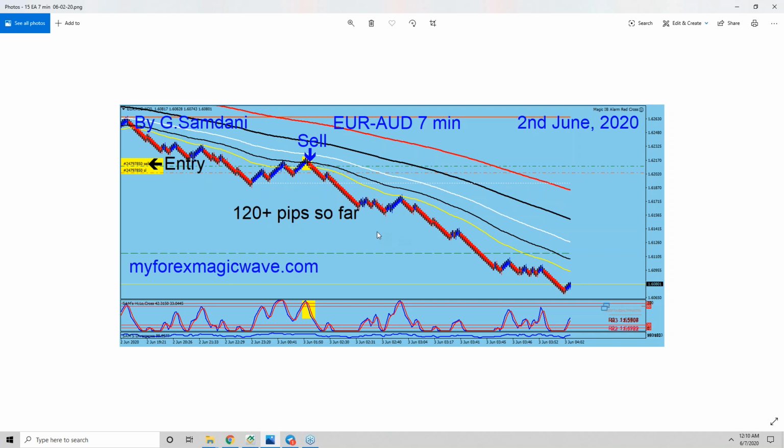I'm trading the Magic IB setup, according to the setup. It's nothing random. If the setup is not there, I do not make the entry. This is also a 7-minute chart entry, sell order for 120 pip as well. Euro Aussie on the second.